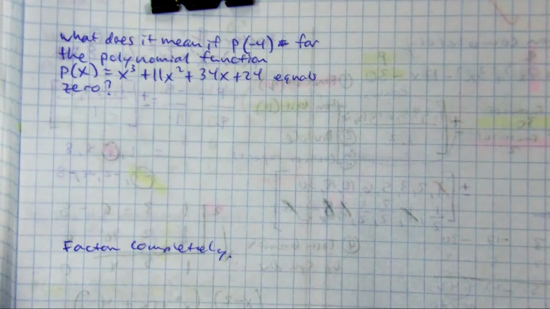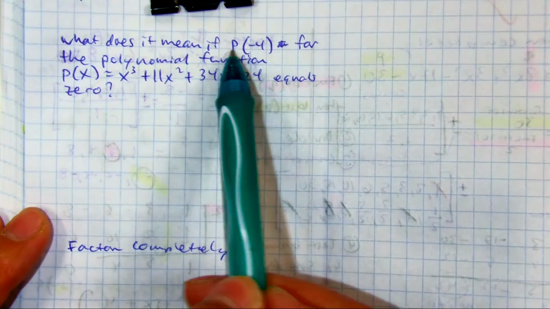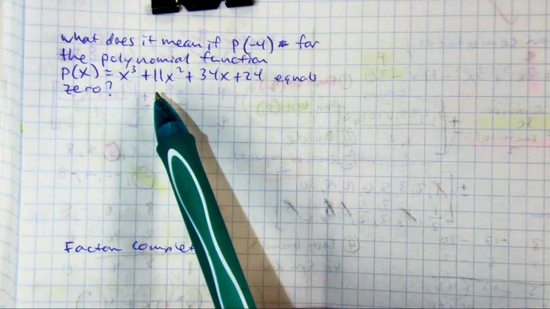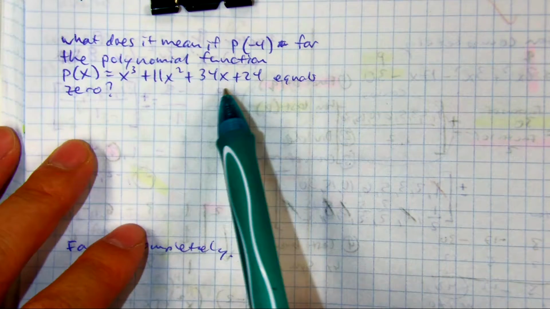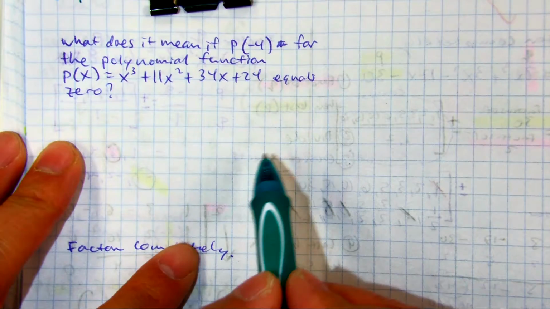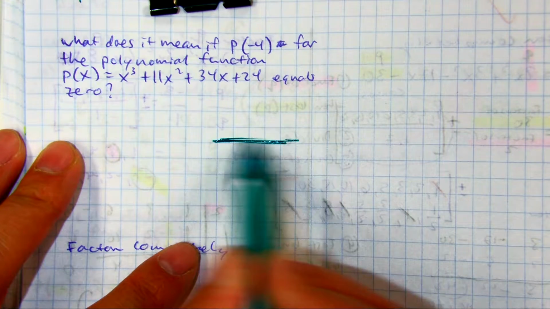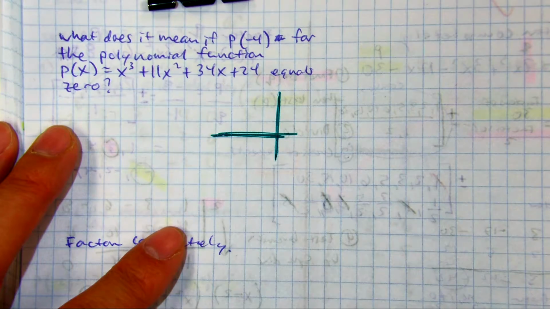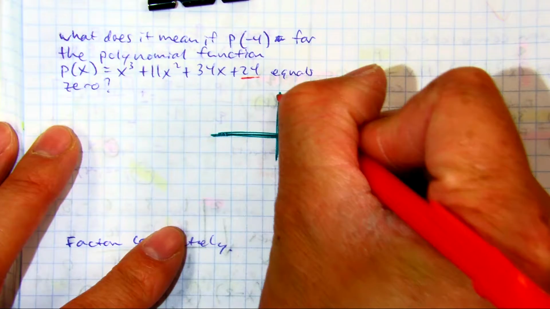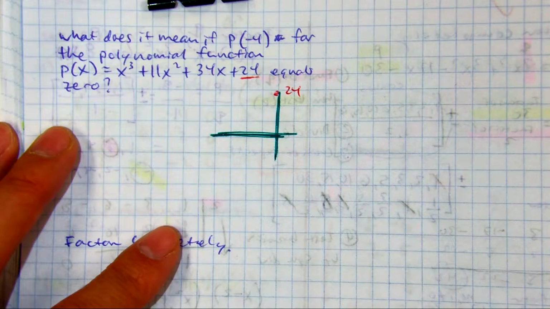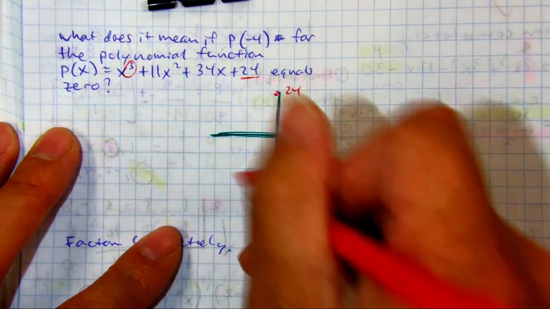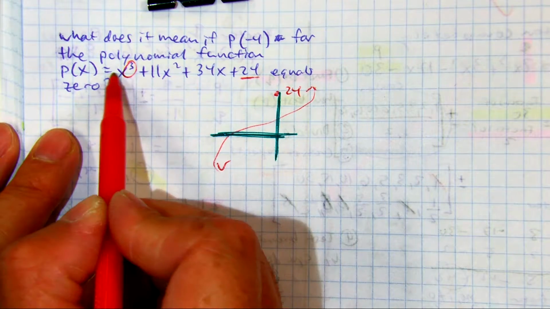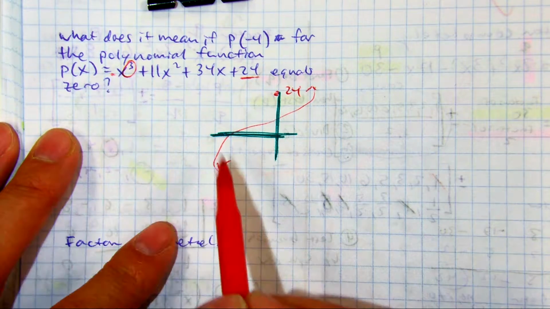What does it mean if p of -4 for the polynomial function p of x equals x cubed plus 11x squared plus 34x plus 24 equals 0? So if you graph something like this, give yourself a visual. I know the graph is going to go through a y-intercept of like 24. I know it's an odd degree. It's going to start down and go up. I know the leading coefficient is positive, so the arrows are going to stay.